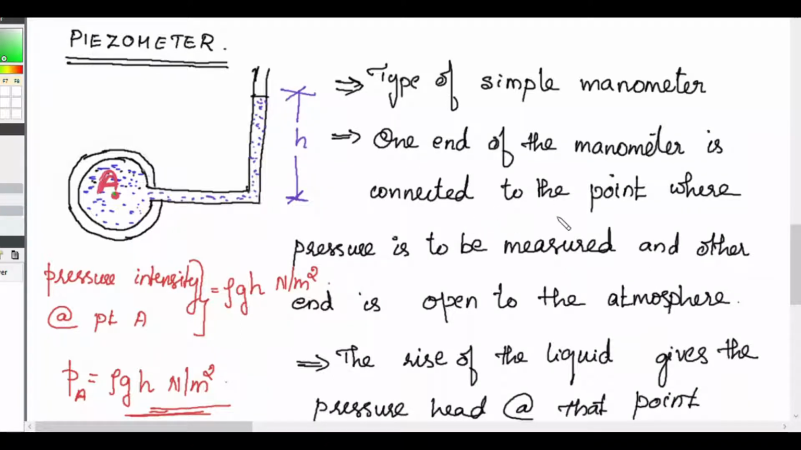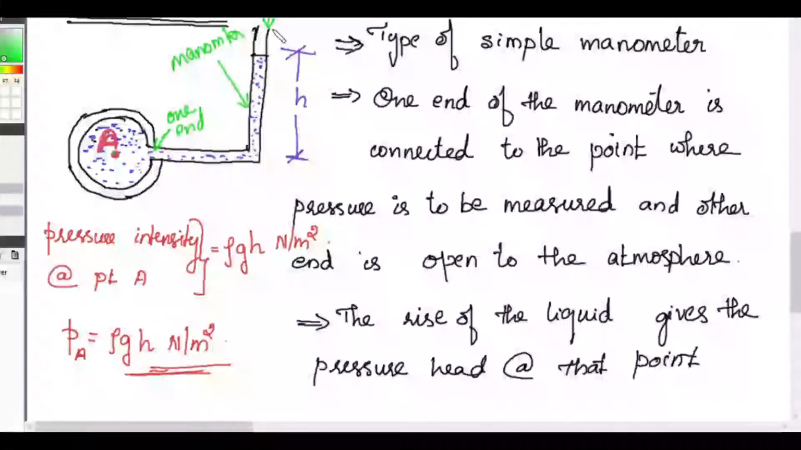One end of the manometer is connected to a point. This is your manometer. It is called a piezometer because it has this L-shaped tube. One end of the piezometer is connected to the point A where the pressure is to be measured, and the other end is open to the atmosphere.